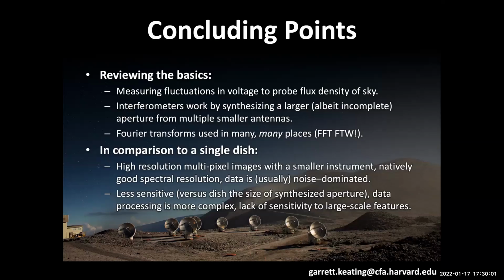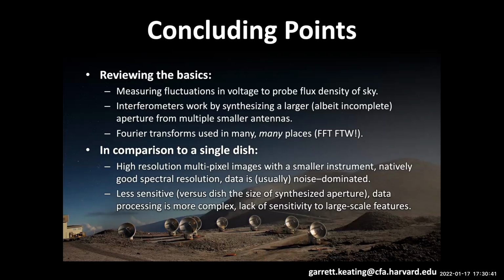All right, so hopefully from all that, you have at least some picture in your head of how the interferometer works. Again, we're basically taking fluctuations in the electromagnetic field that get translated into voltage that goes through the telescope, goes into a correlator, and ends up telling you something about the flux density of the sky. Interferometers work by effectively synthesizing a much larger aperture from multiple smaller antennas. We're going to be talking about Fourier transforms a lot in many places. It turns out to be one of the things that really power interferometers.